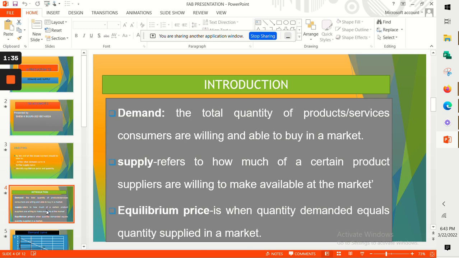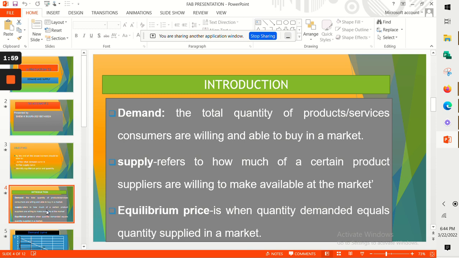So in our first case, we have defined what demand is. We have said it is a quantity of product or services consumers are willing and able to buy in a market. So in a market, let's say the buyers or consumers are willing to buy 10,000 crates of mangoes. That is what demand is. They are willing and able to buy at the prevailing price.